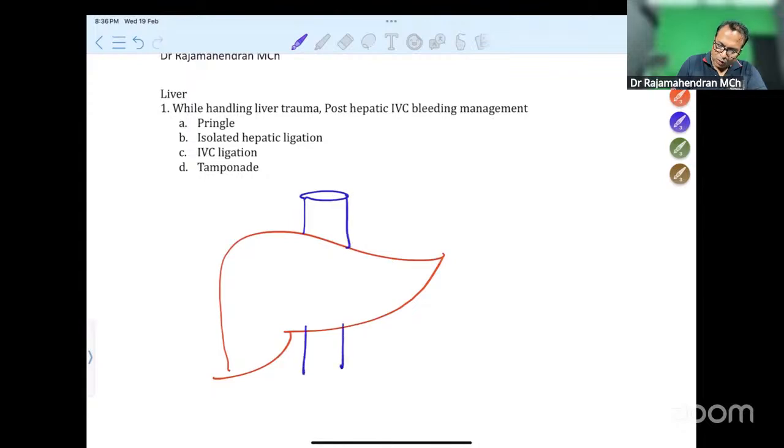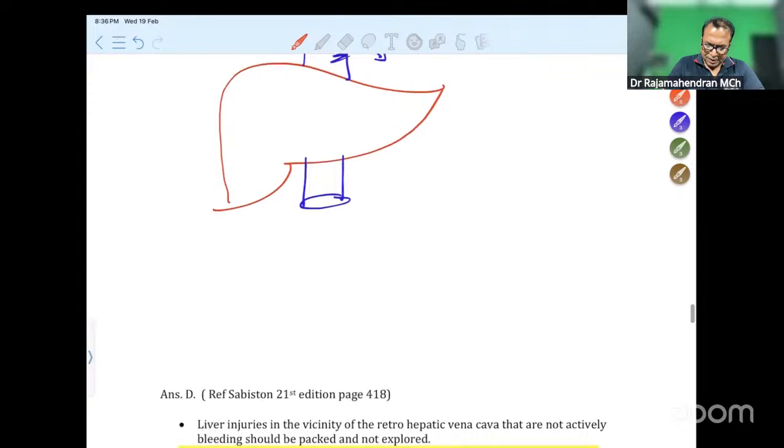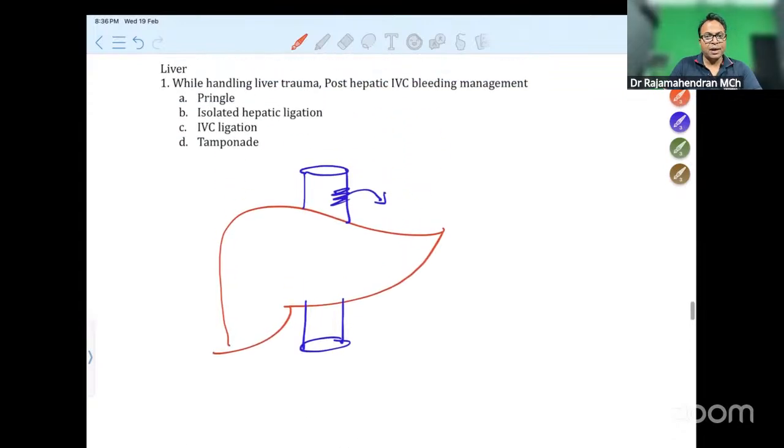While handling a liver trauma, post-hepatic IVC, that's a retrohepatic IVC. Then there is a retrohepatic IVC injury, which is bleeding like this. How can I manage this bleeding? Many methods are explained there. Very clearly, Sabiston says the best method, in spite of various heroic measures, is to go for tamponade. Just give tamponade. There are so many methods explained, but none of them will be best. So the best method is tamponade.